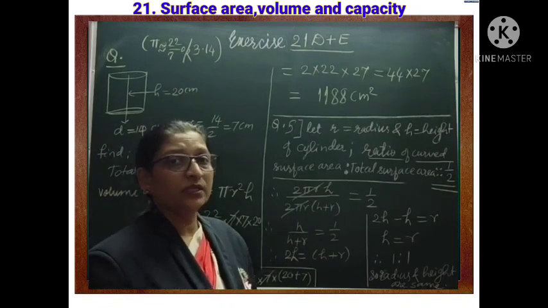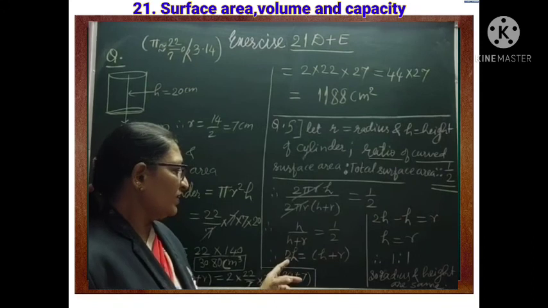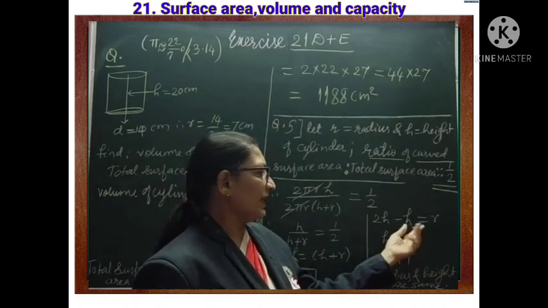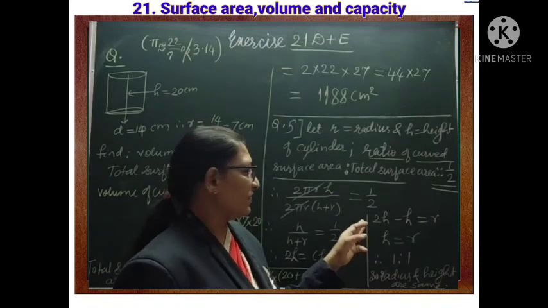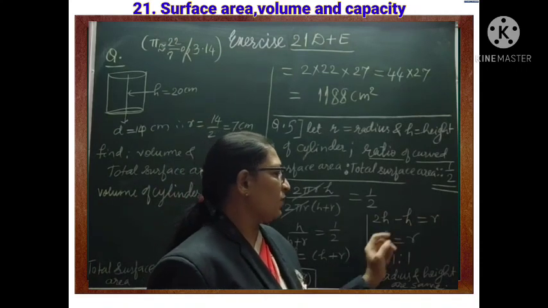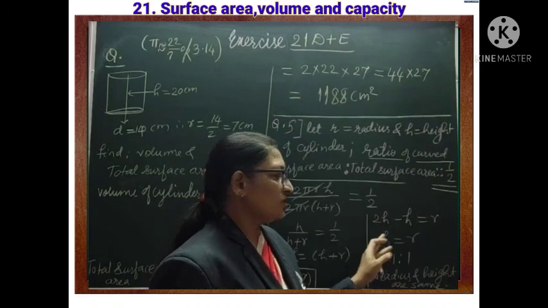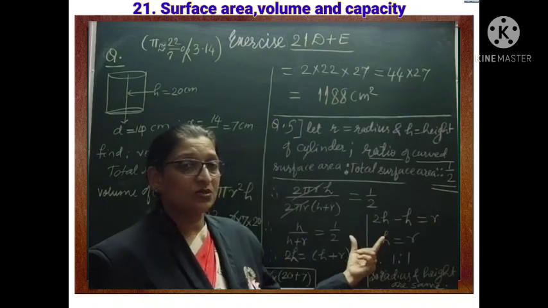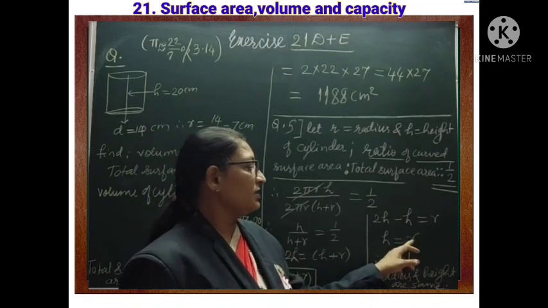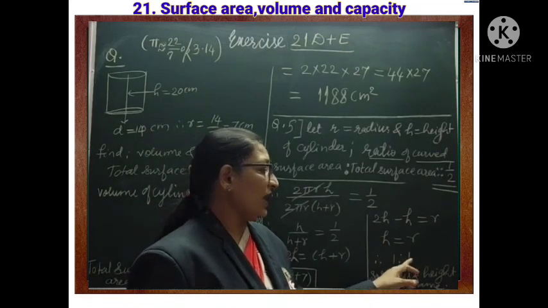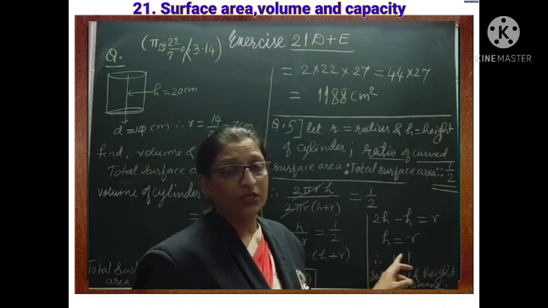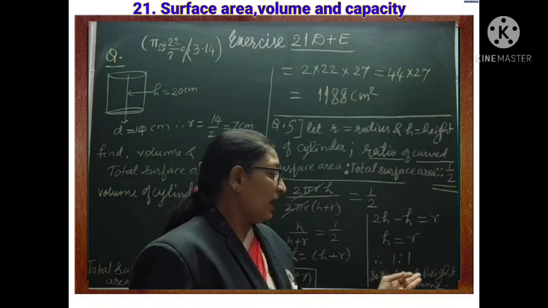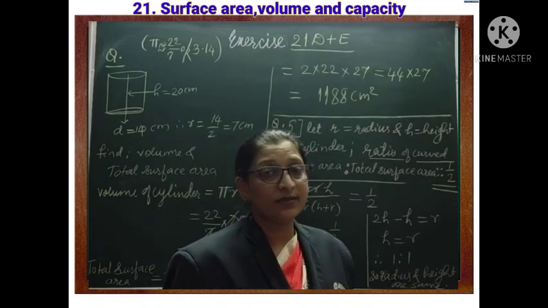On cross-multiplying, we will get 2h is equal to h plus r. Opening the bracket, we will transpose the like terms together. So 2h minus h is equal to r, and 2h minus h is equal to h, that is h is equal to r. It states that height is equal to r, means they both are in the ratio of 1:1. In other words, we can say radius and height of this cylinder are the same.